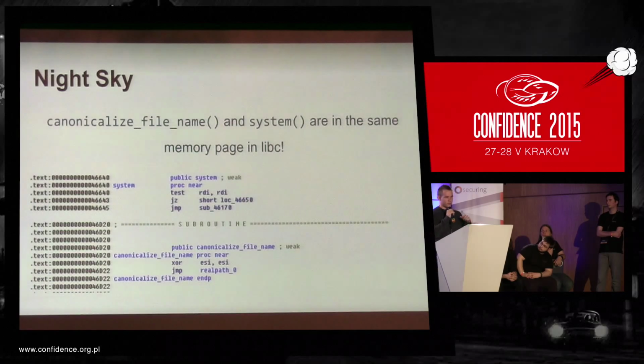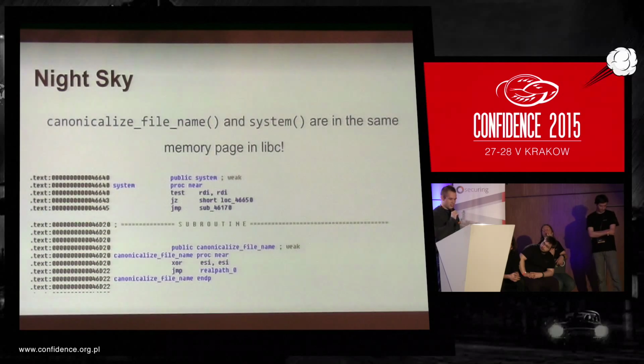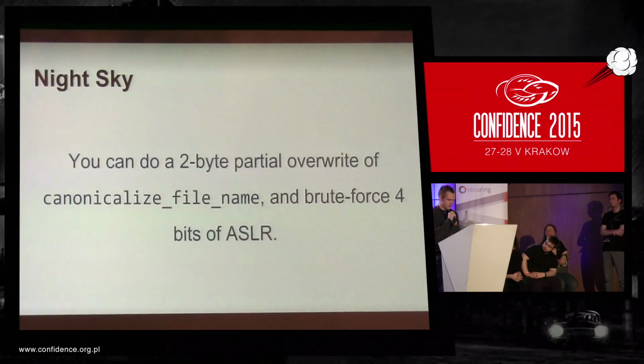If you look into the provided libc, because we gave it to you, you could see that the canonicalized filename function is in fact in the very same memory page as the system function. So these 2 functions are very close to each other in the libc. So instead of overwriting the whole function pointer, you could do a 2-byte partial overwrite, set the 12 bits that are constant to the correct value, and then only brute force the 4 remaining bits, which is 16 combinations. That is definitely doable over the network.